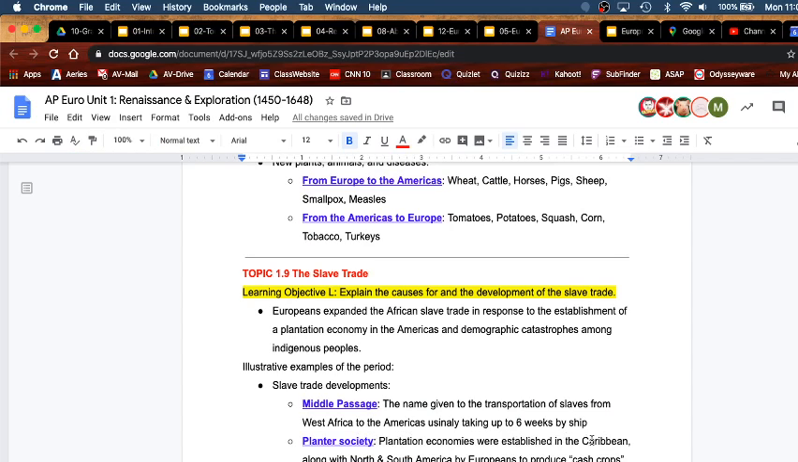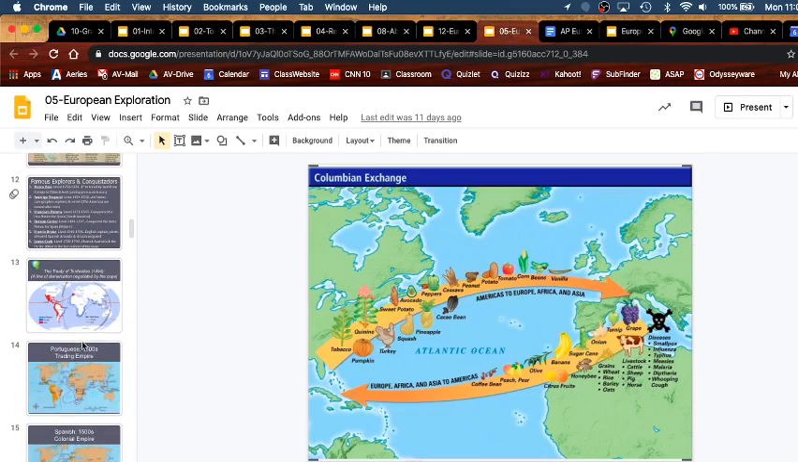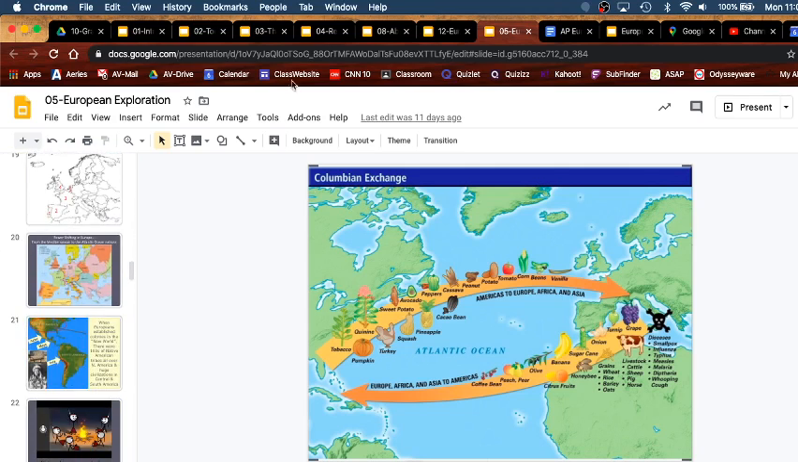The last thing on this topic of the slave trade is planter society. Plantation economies were established in the Caribbean, along with North and South America, by Europeans to produce cash crops. Native Americans were used as laborers at first, but soon African slaves were brought in and exploited in catastrophically large numbers. This doesn't do it justice to talk about the slave trade in such a short span, but it's one of the key features of exploration, one of the ugly sides, and it has long-lasting ramifications on both the Americas and European society.